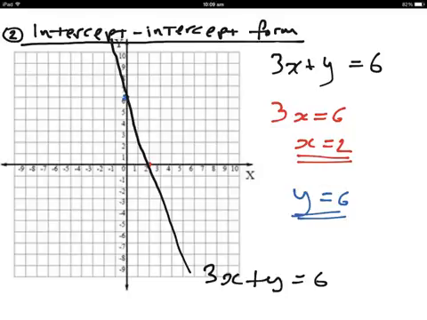So just to recap that, basically you cover up the y variable, and that leaves you an equation to solve in x, and then you cover up the x variable, and that leaves you an equation to solve in y. And that's how you draw a line using the intercept form.